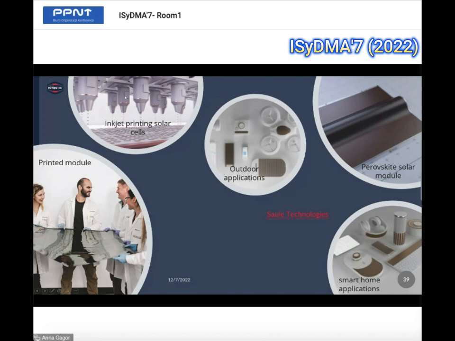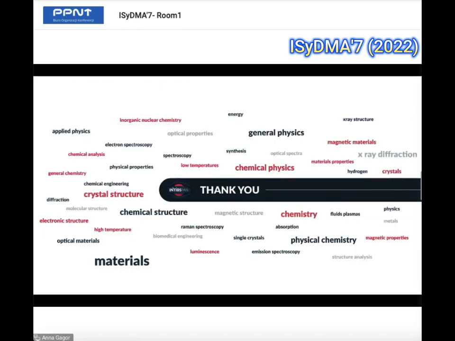And here are the results of production of small elements from the organic-inorganic MAPI material by just inkjet printing solar cells. So we can produce some small modules using these perovskite solar cells, which actually work and may be introduced to the market. And thank you very much for your attention.